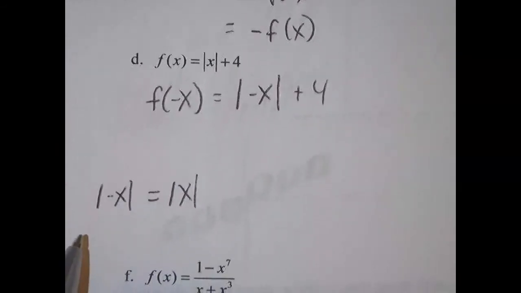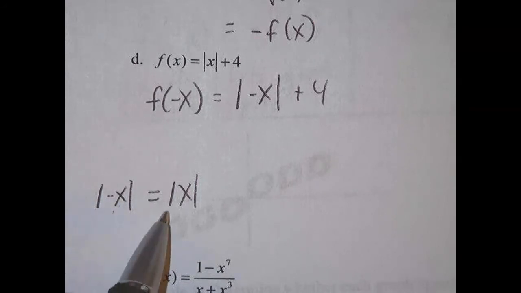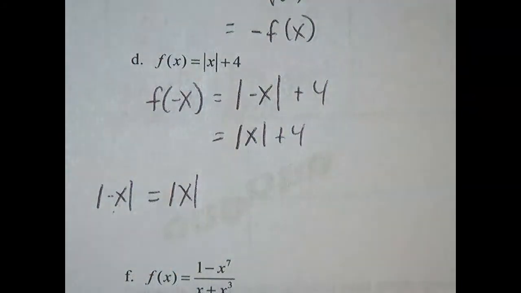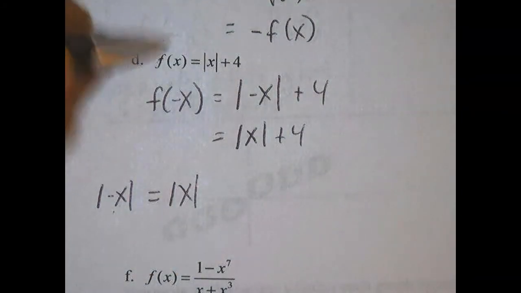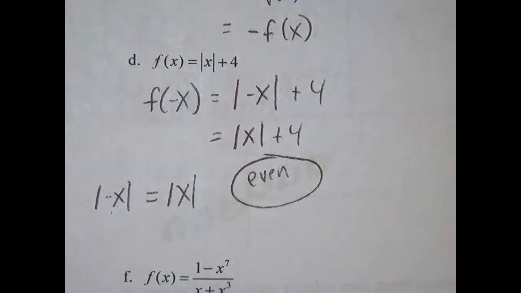Whether this is a positive or negative number, the opposite of it will still be the same number as far as the absolute value. It's just going to be always the positive version once you take the absolute value. So this is the same thing as the absolute value of x plus 4, and that makes this the same as f of x. So this is an even function.